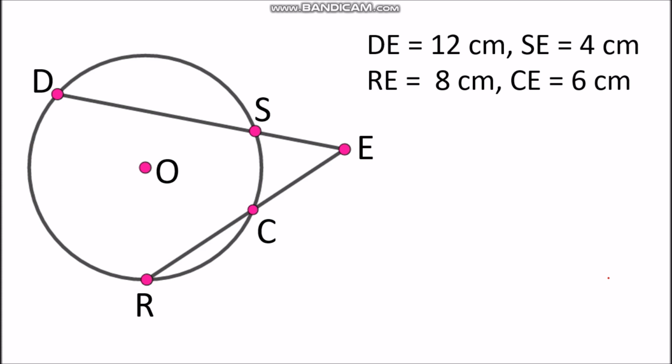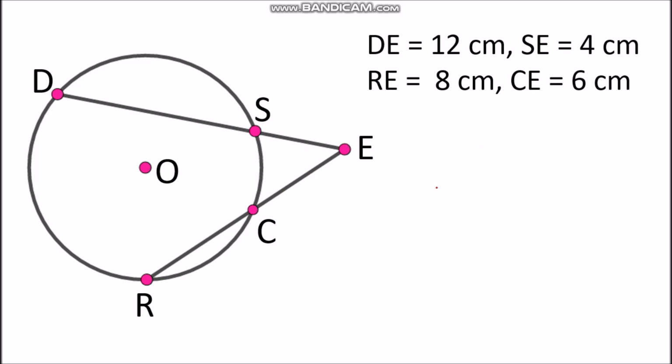Now, after these two secant segments intersect the given circle, each of them is divided into two parts. So, for secant DE, we have segment DS, which is the internal part of the given secant, and then we have segment SE, which is the external part. Same case with secant RE. We have segment RC, which is the internal part, and then segment CE, which is the external part of the given secant.